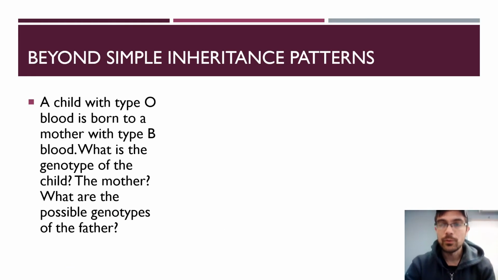Okay? So there's a little bit more in your notes, but I'm going to skip ahead now to the practice problems at the very bottom. So there was this one here. A child with a blood type of O is born to a mother with type B blood. What is the genotype of the child and of the mother, and what are the possible genotypes of the father? Not that you can't read, but I read it out for you anyways.